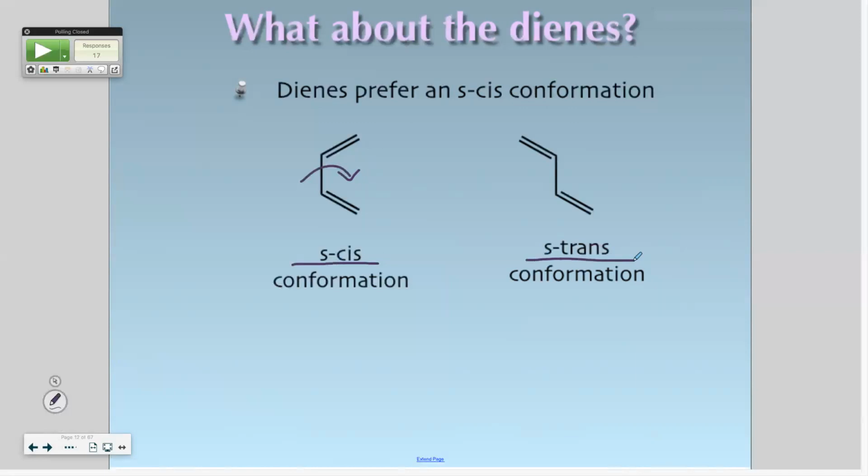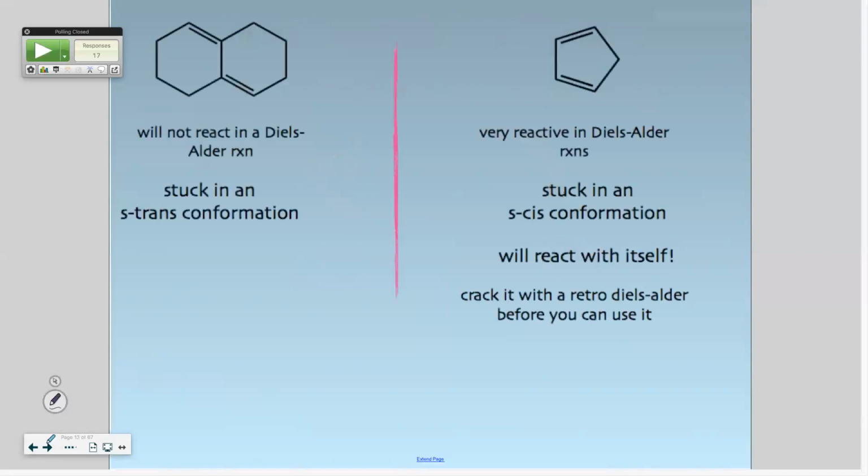Okay, so look at this compound. This compound up here on the left cannot become S-cis. You see that? Because of the ring structure, it's stuck like that. This one will not react in a Diels-Alder reaction.